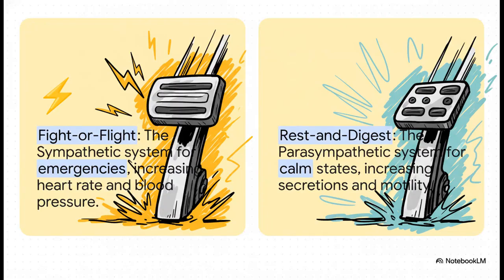I want you to think of your body as having two totally distinct operating systems. On one side, you've got the sympathetic system. This is your fight or flight response. It's the accelerator, it revs you up for emergencies. And then on the other side, you have the parasympathetic system. This is your rest and digest mode. This is the brake, designed to keep things calm and running smoothly in the background.